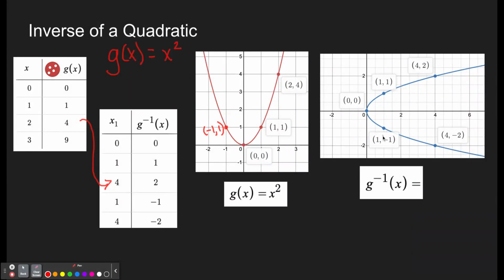The reason that's not a function is because if you plug in 1, you would get out both +1 and -1. If you plug in 4, you would get out both +2 and -2. If you tried to write an equation here in function notation, it wouldn't be possible because there's no function where you can plug in 1 and get out both +1 and -1. So it turns out the inverse of a quadratic is not a function.